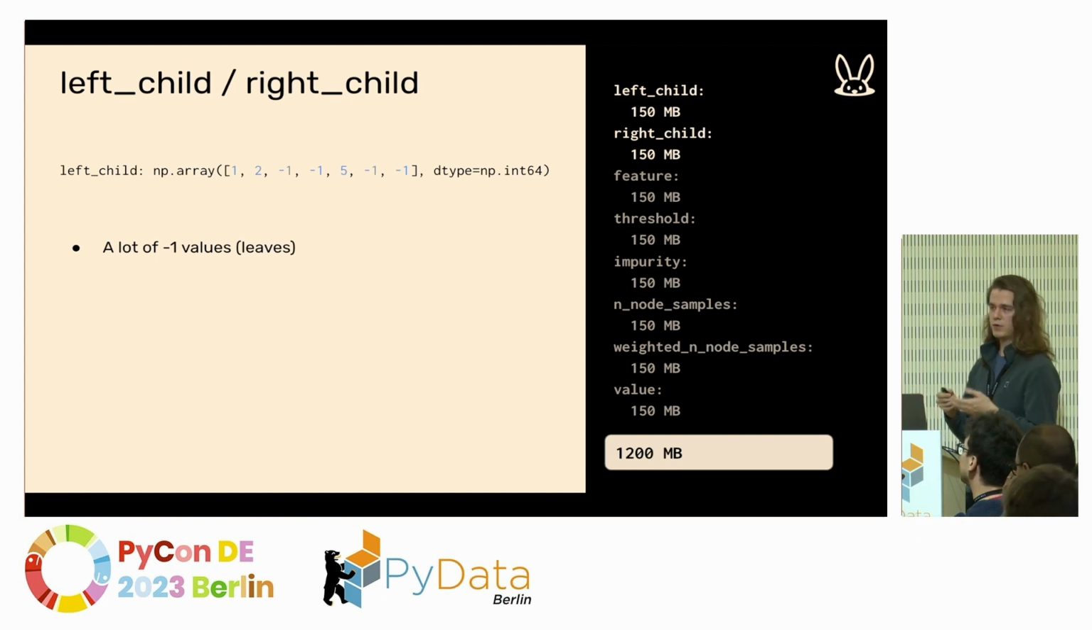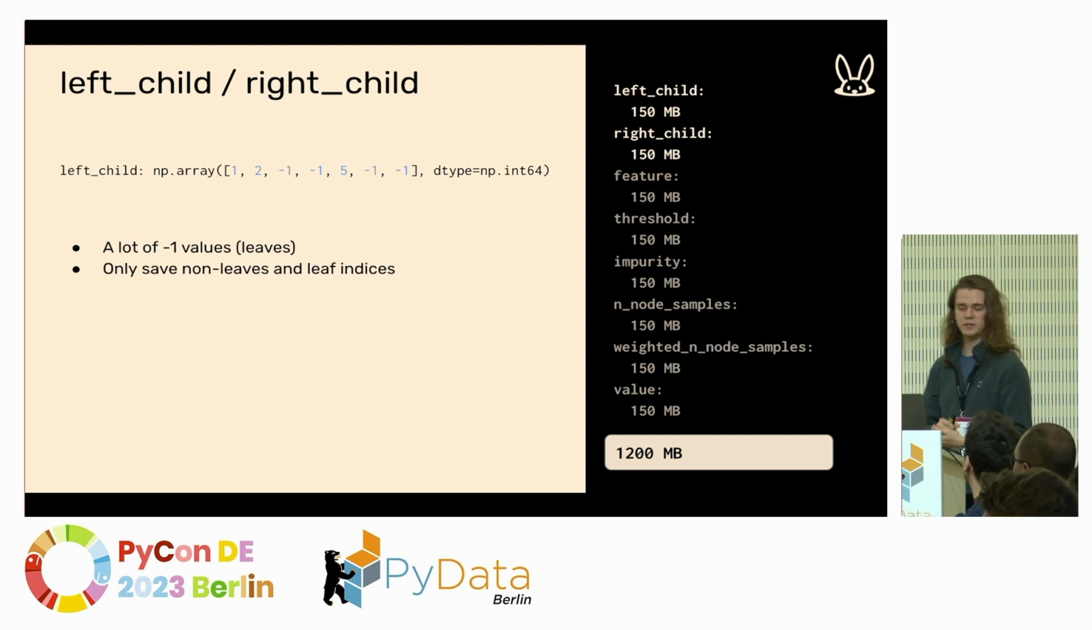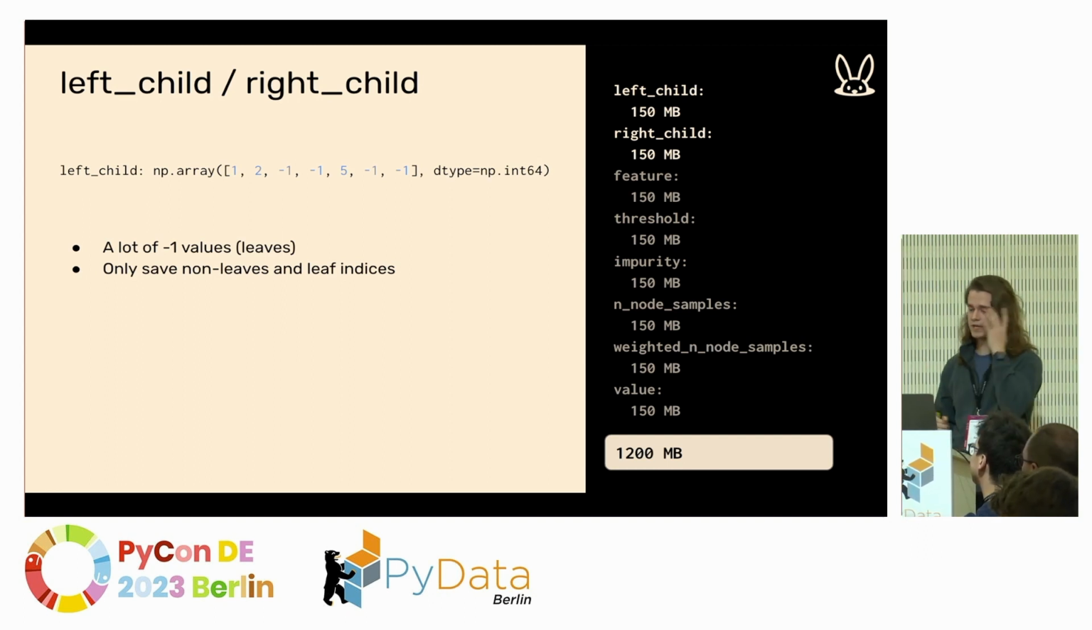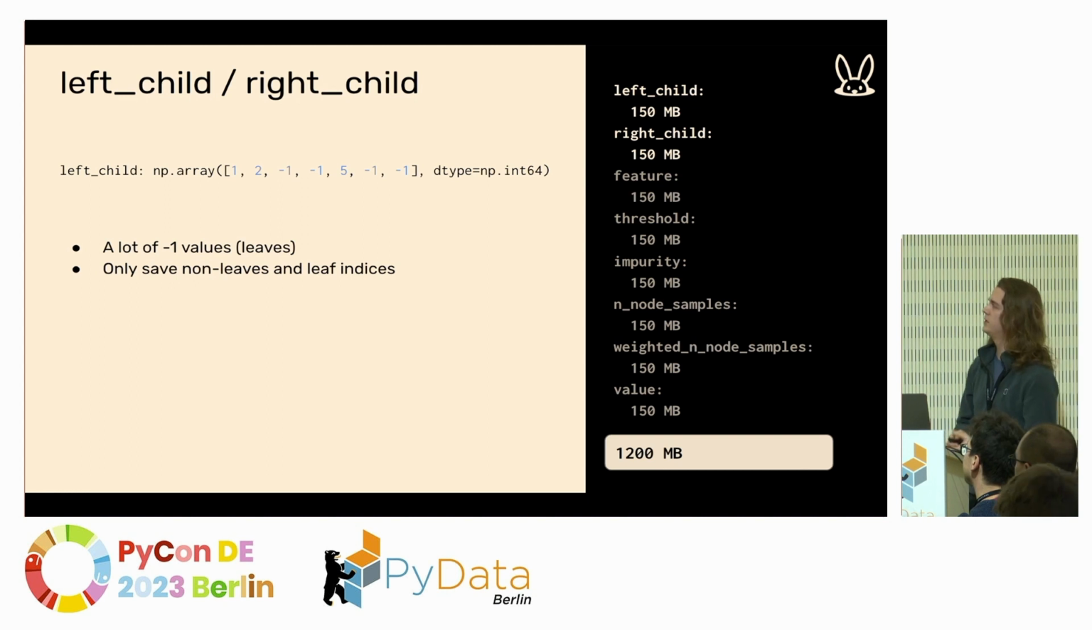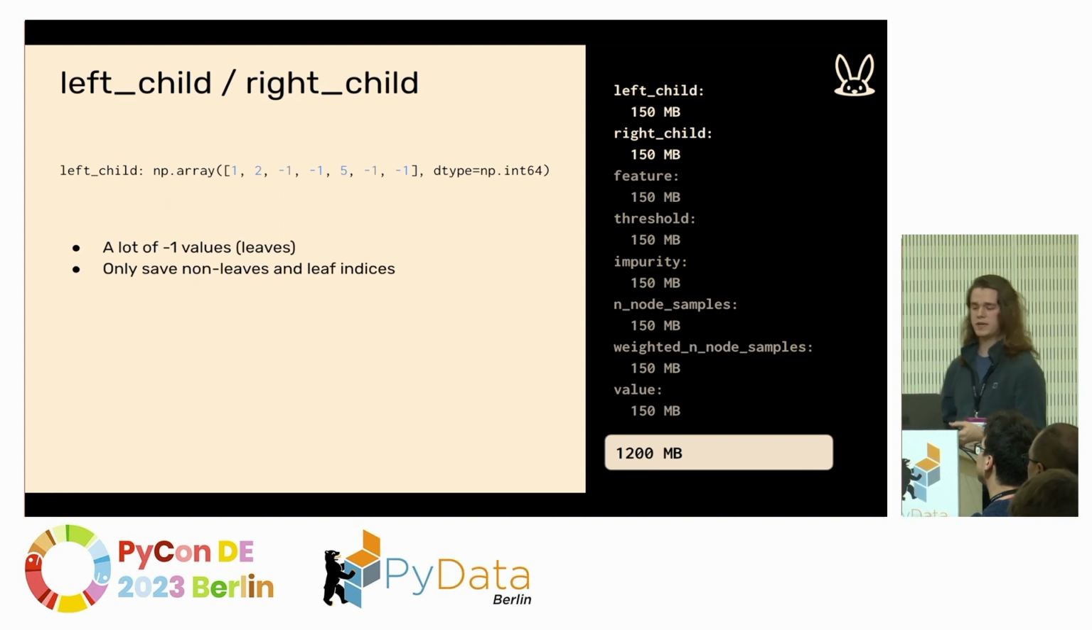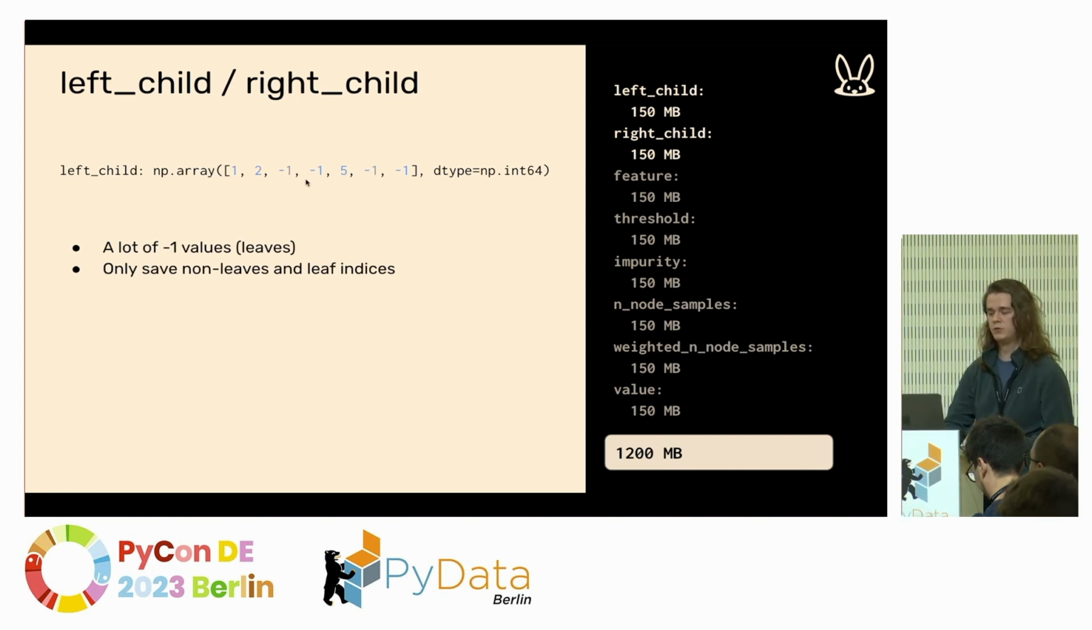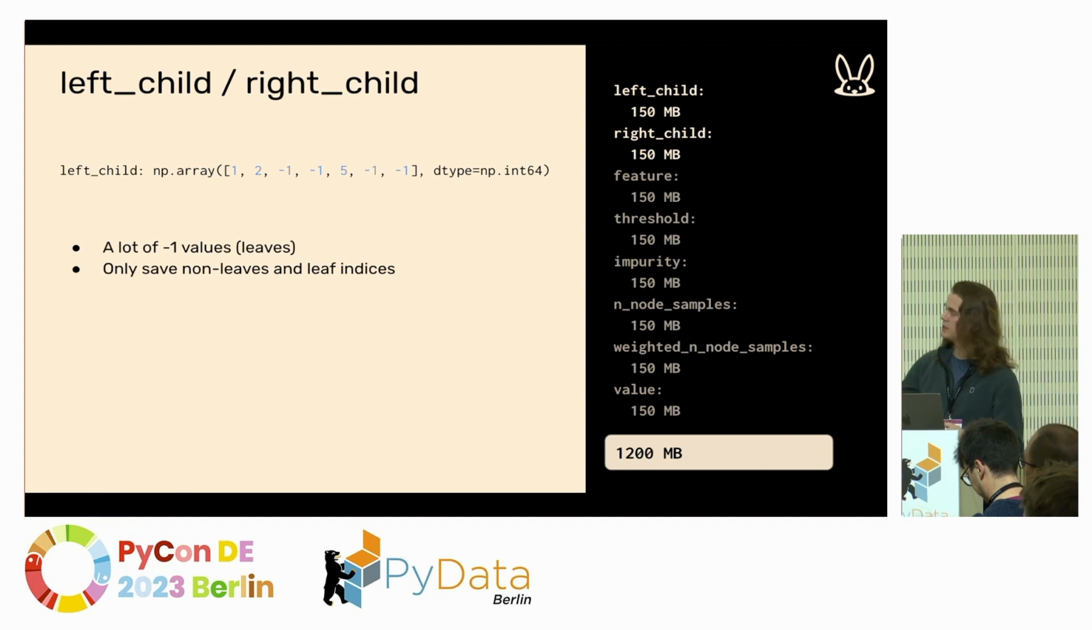Instead of wasting these precious 8 bytes per element, we could also just save only the non-leaves and only the indices of these entries. So we would only save, in this case here, the 1, the 2, and the 5, and that's it. And just another array, we would call it isLeaf, tells us if it is a leaf or not.